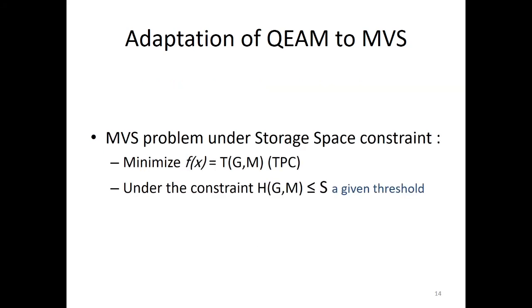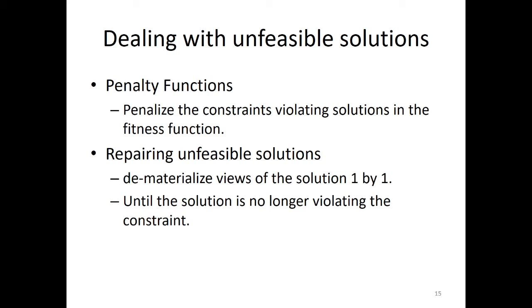We use the QEAM algorithm to solve the MVS problem under storage space constraint, where we try to find the set of views that minimizes the objective function, or the total processing cost, under the constraint of not exceeding the threshold S when storing this set. We call the solutions violating the constraint infeasible solutions. One of the most commonly used methods to deal with this problem is to implement a penalty function, penalizing those infeasible solutions and ensuring that even if they have good fitness, they will not be highly evaluated among other solutions. In our work, no penalty function is used. Instead of that, we use repairing functions. So we keep dematerializing the smallest view in every iteration until the constraint is no more violated.